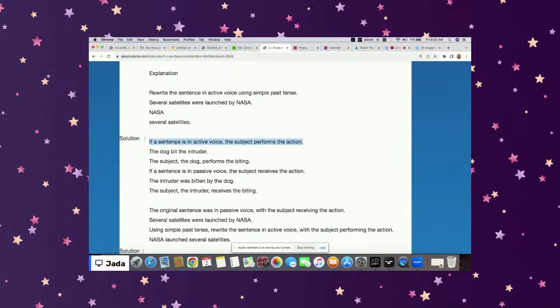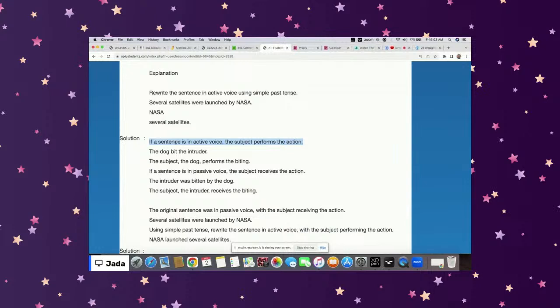Now, the dog bites the intruder. The subject, the dog, performs the biting. That's what it means. It's active voice, then the subject performs the action. For example, mommy is washing. Now, mommy is the subject, she's performing the action, which is washing.